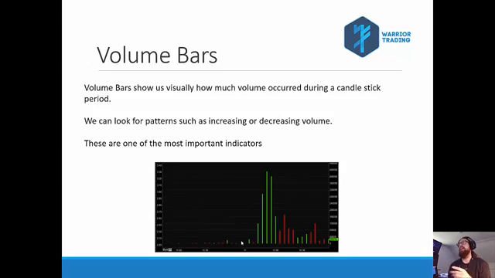But it is helpful to know that we had peak volume on the candle going up, or peak volume on candles that are going down. If we have peak volume on candles that are going down, that's telling us sellers are definitely in control.